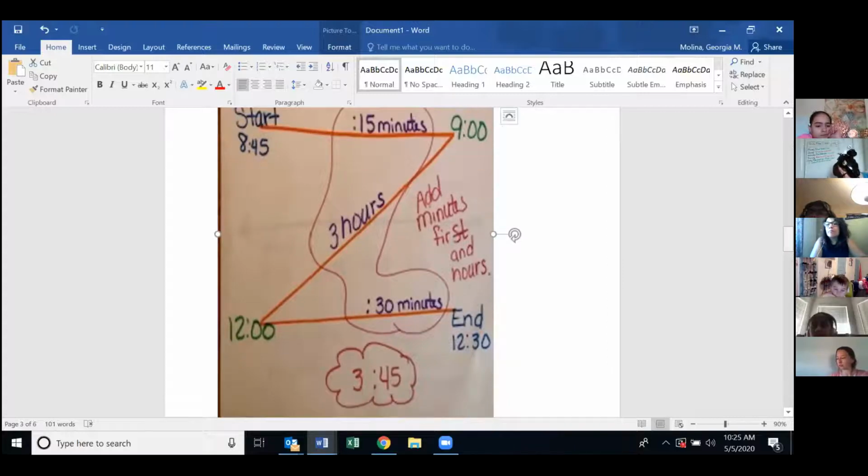Again, do I add my minutes or my hours first? Anybody? Wake up, my math people. Diver, do I add my minutes or my hours first? Minutes. I have to add my minutes first, since they're smaller, and they can add up to an hour. That's correct. So 15 plus 30 is 45, and then my hour was 3. So it took me 3 hours and 45 minutes.